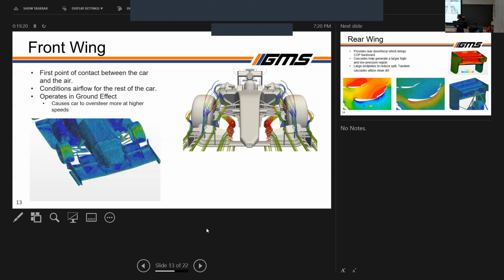Additionally, the front wing operates in ground effect, so it is very aerodynamically efficient. What we see because of this is that the car tends to oversteer more at higher speeds, simply because the front begins making more and more downforce. Again, downforce is proportional to the velocity squared. So as you go faster, you tend to generate more downforce. That's about it for the front wing.